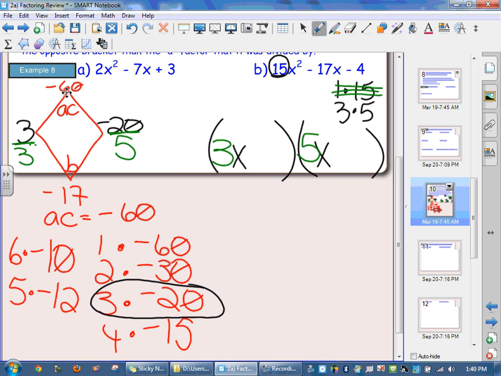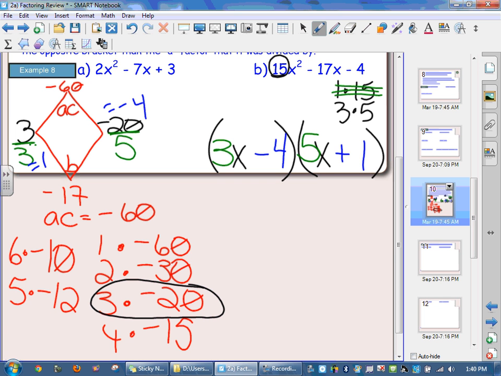So 3 divided by 3 is a plus 1. That one gives me a plus 1. This one gives me a negative 4. So the negative 4 is going to go in the bracket without the 5, so it goes in the 3 bracket. I put a minus 4 there. Okay, now it's fully factored.